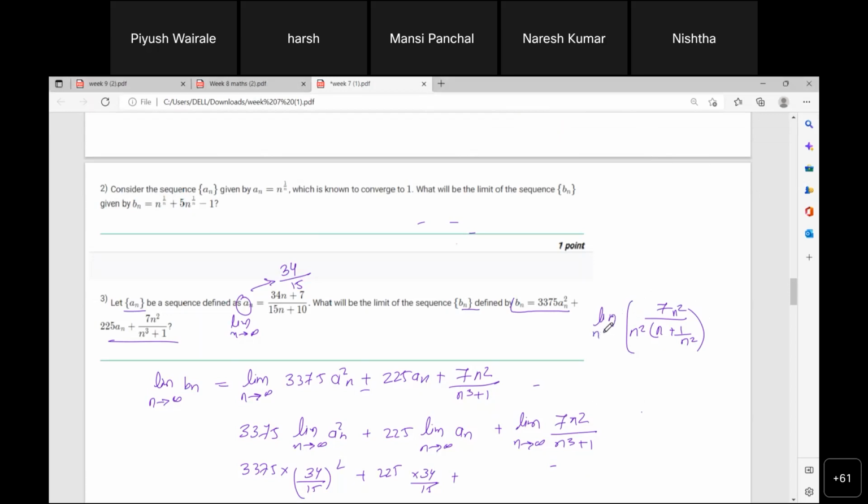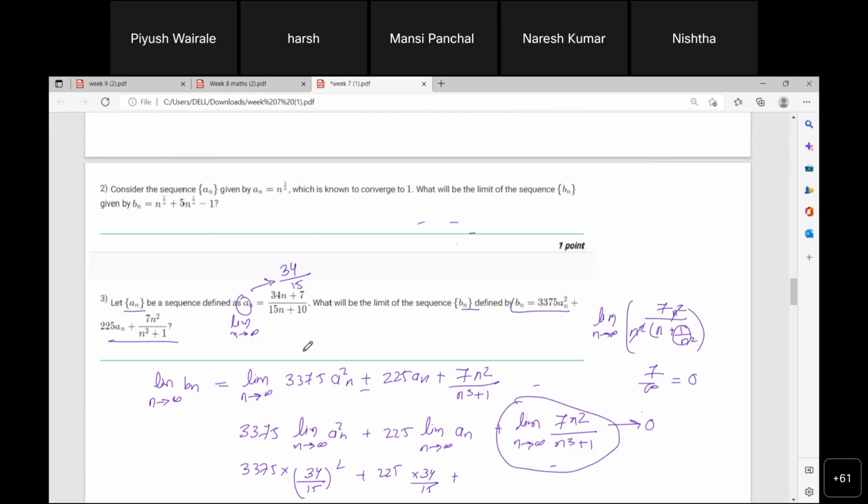So limit n tends to infinity, right? So this will get cancelled. If I put n as infinity, it will become 0, right? And if I put n here, that is infinity, that is 7 by infinity. So basically 0 only. So this whole limit tends to 0.